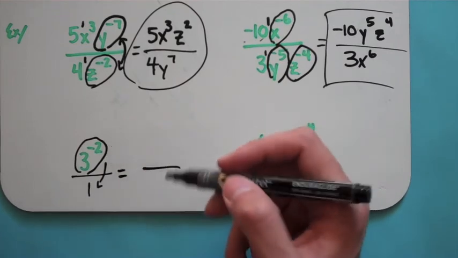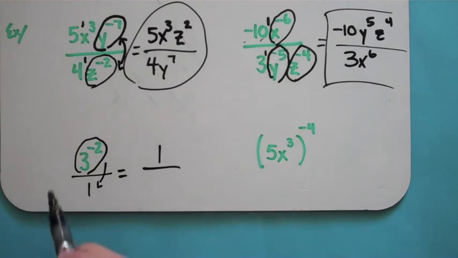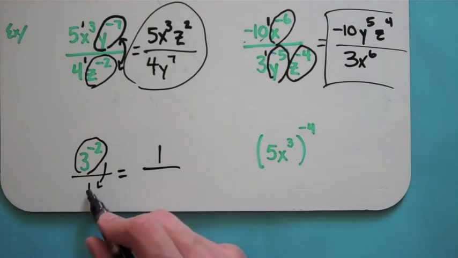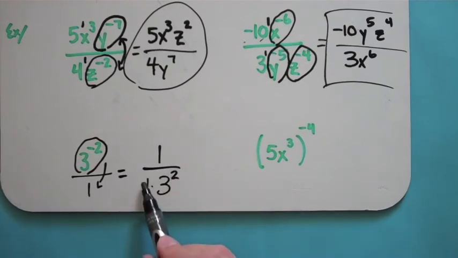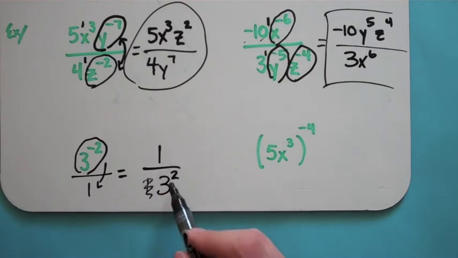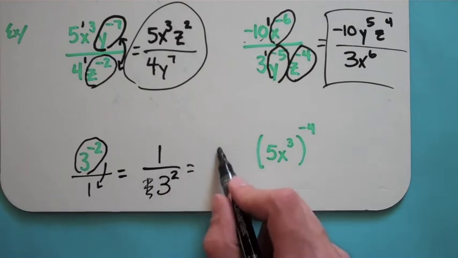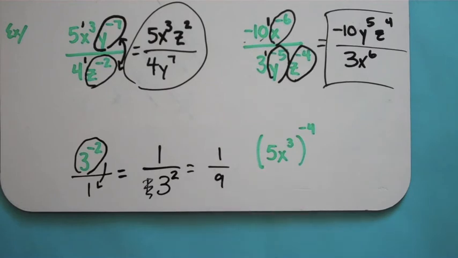So there's nothing left up top. When there's nothing left up top, you're going to put a 1 up there, because it was really 1 times this, which went away. So if everything goes away, you just put a 1 there. And I can keep the 1 if I really want to, times 3 to the positive 2nd. This 1 is really kind of useless for us. 3 to the positive 2nd power is 9, so this is really equal to 1 over 9, if you were to do all the math.